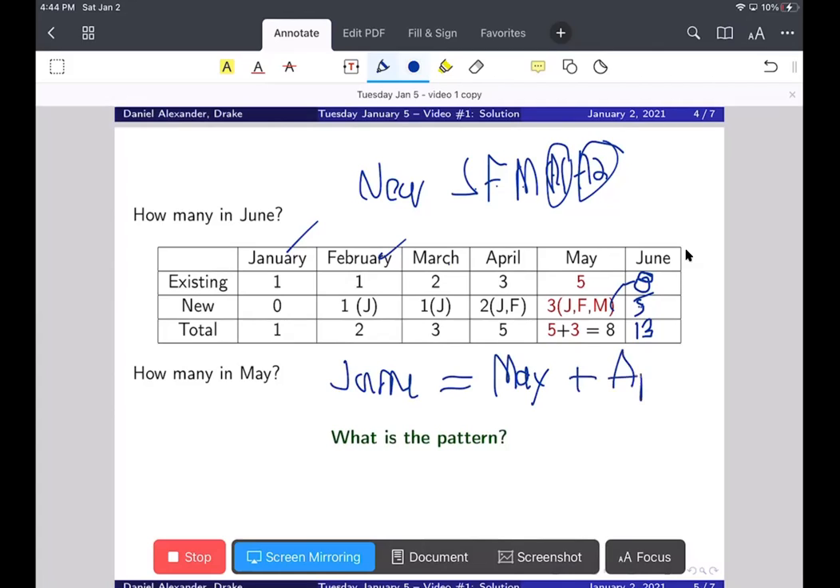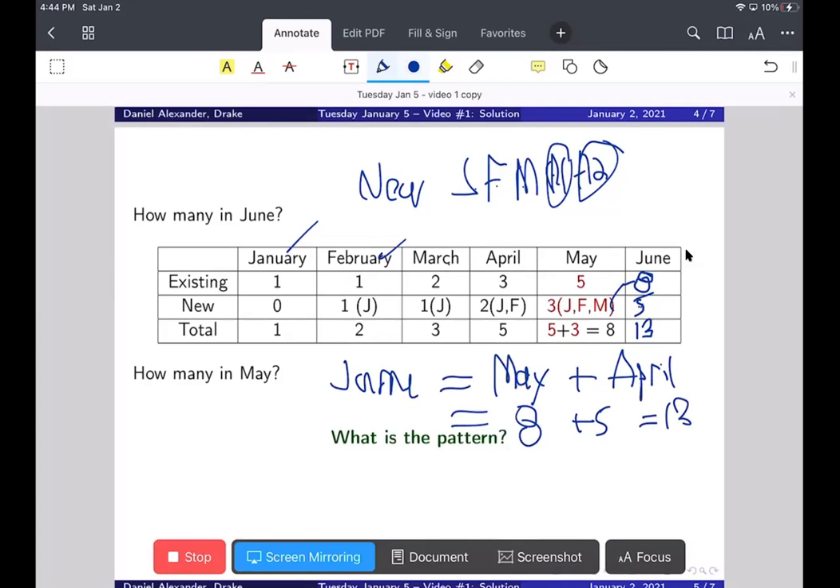So that's the pattern. And that's going to be equal to the ones that were alive at the end of May, which is 8, which is all of them, plus the ones from April, because all the ones in April can give birth. None of the new ones can. And that's going to give us 13. So that's how we got that.